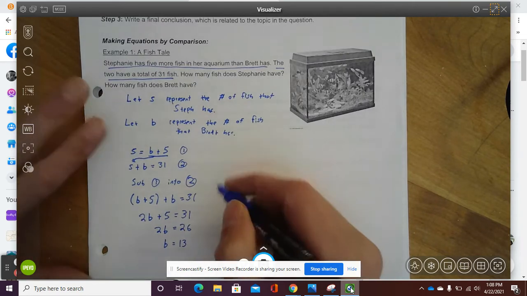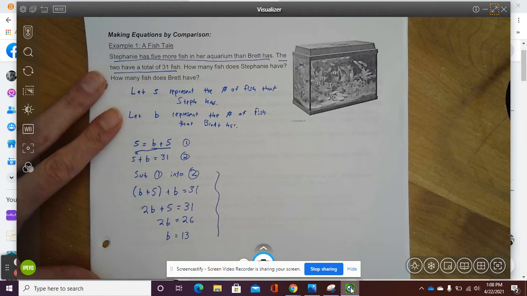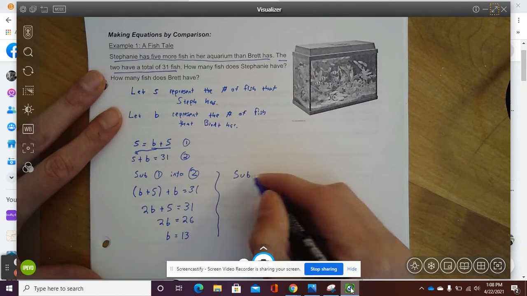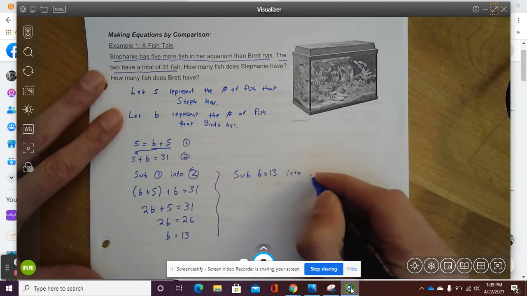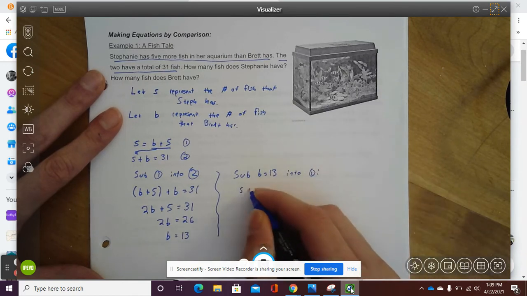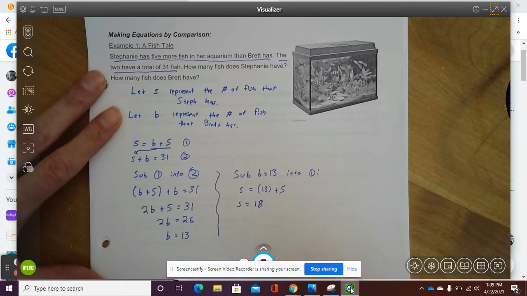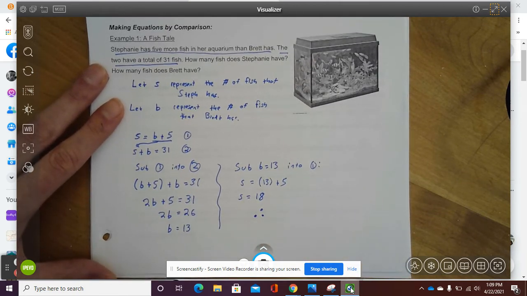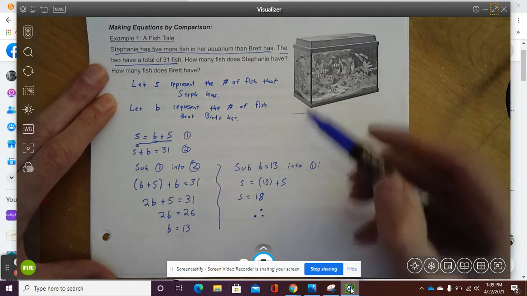As always, when I'm solving a system of equations, I need to have two quantities or two variables, right? I need X and Y, or in this case, I need B and S. So I'm going to sub B equals 13 into either equation. Equation 1 looks a little bit easier. I mean, they're both pretty easy in this case. So I've got S equals 13 plus 5, so S equals 18. So just like always, I need to solve for both variables. And this is the one time in this unit where we're not going to write the P of Y is. Instead, we're going to write a concluding statement that makes sense in the context of our problem. Well, what do S and B represent?